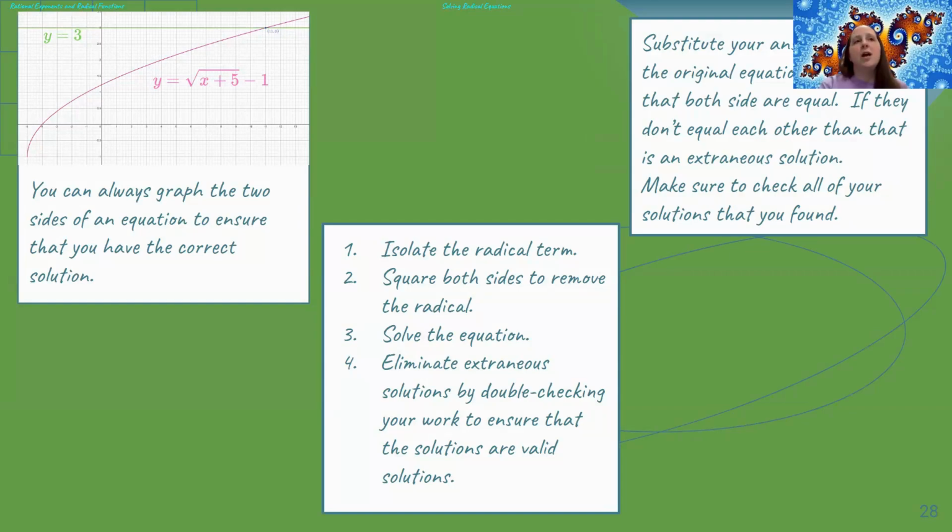So again, when you're trying to solve these, you want to isolate the radical term, square both sides to remove the radical, solve the equation, and then eliminate extraneous solutions by double checking your work to ensure that the solutions are valid. You can always substitute your answers back into the original equation to ensure that both sides are equal. If they don't equal each other, then that is an extraneous solution. Make sure to check all of your solutions that you found. And that is the end of Unit 5, Lesson 4.